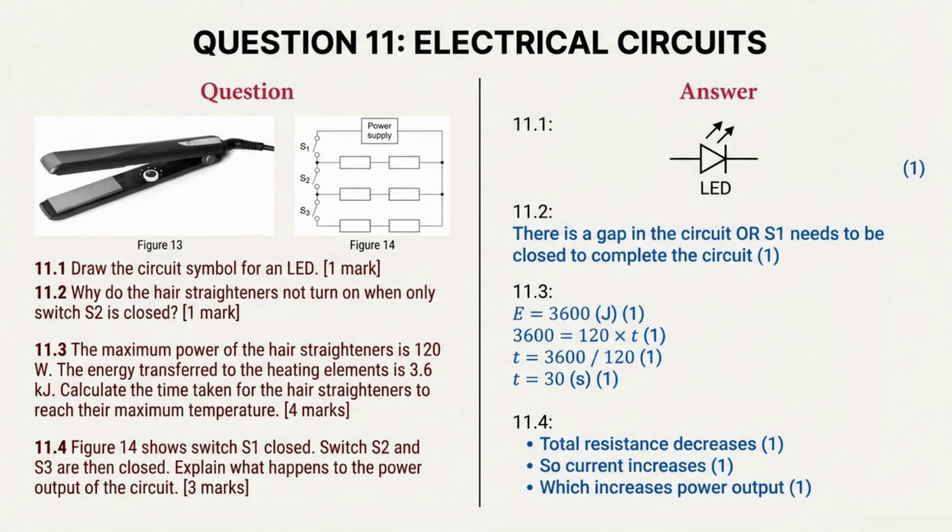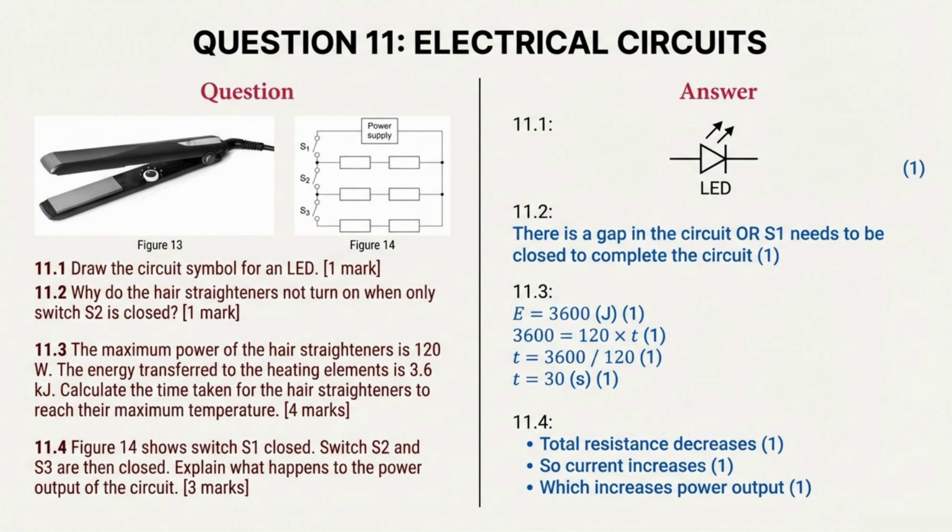And the very last question of the paper, 11.4. Switch S1 is closed, then switches S2 and S3 are also closed. Explain what happens to the power output of the power supply. This tests your knowledge of parallel circuits. By closing S2 and S3, you are adding more branches in parallel. Which actually lowers resistance, right?